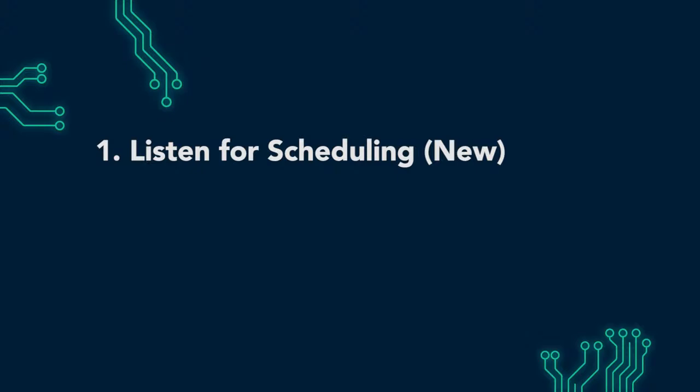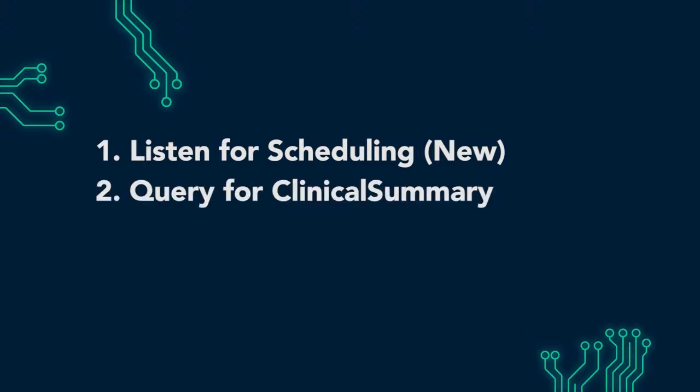Next, we're going to set up a way to query for a patient's clinical summary. The clinical summary that will be returned is essentially an overview of a patient's health, with information like allergies, medications, family history, a bunch of stuff. Finally, we'll set up a way to send new media messages.